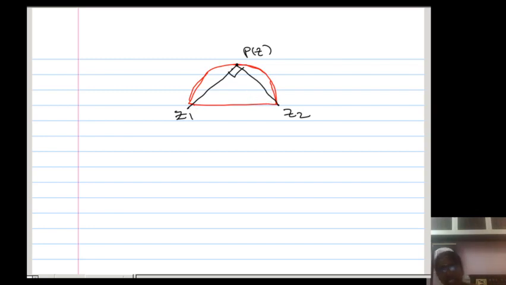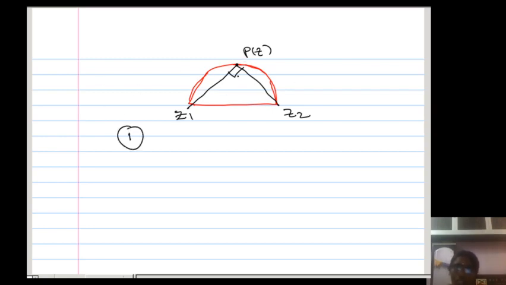So I can say in the Pythagoras form, base square plus height square, opposite square plus adjacent side square, is equal to hypotenuse square. What is the hypotenuse here in the right angle triangle? Z1 minus Z2. So I can say that mod of Z minus Z1 whole square plus mod of Z minus Z2 whole square equals mod of Z1 minus Z2 whole square, because mod of Z minus Z1 represents the distance between P and Z1.